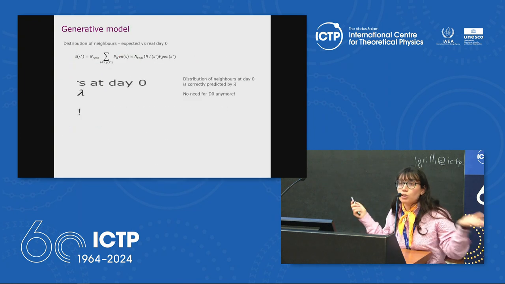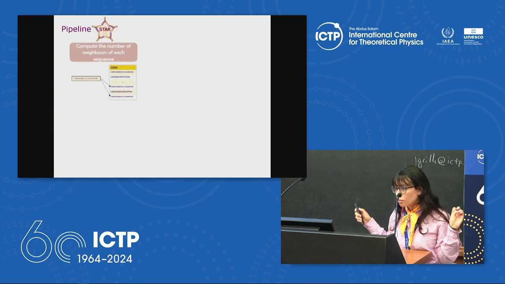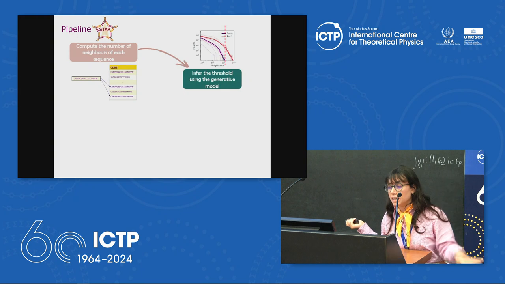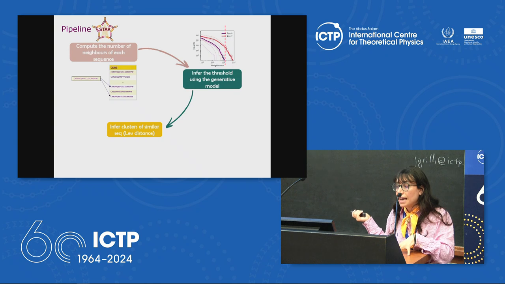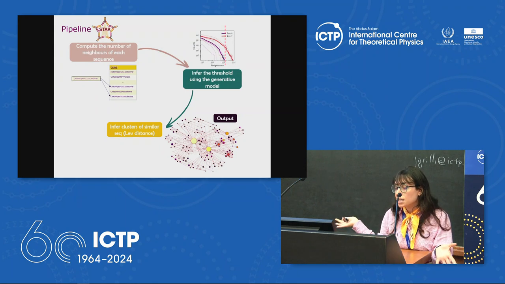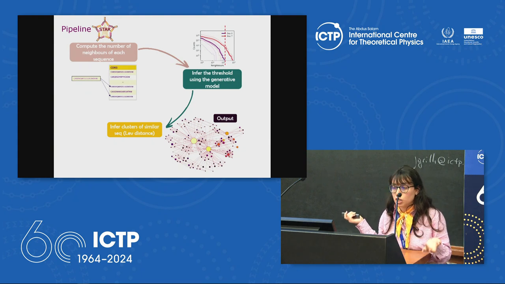Yeah, so now we don't need the zero anymore. We can just use the null model and we can briefly summarize the pipeline. We compute the neighbors of each sequence within the data set, then we infer the threshold using this generative model, and then above the threshold we do some filtering to remove sequencing errors, and we end up with this nice dense cluster of sequences that are good candidates for being antigen specific.